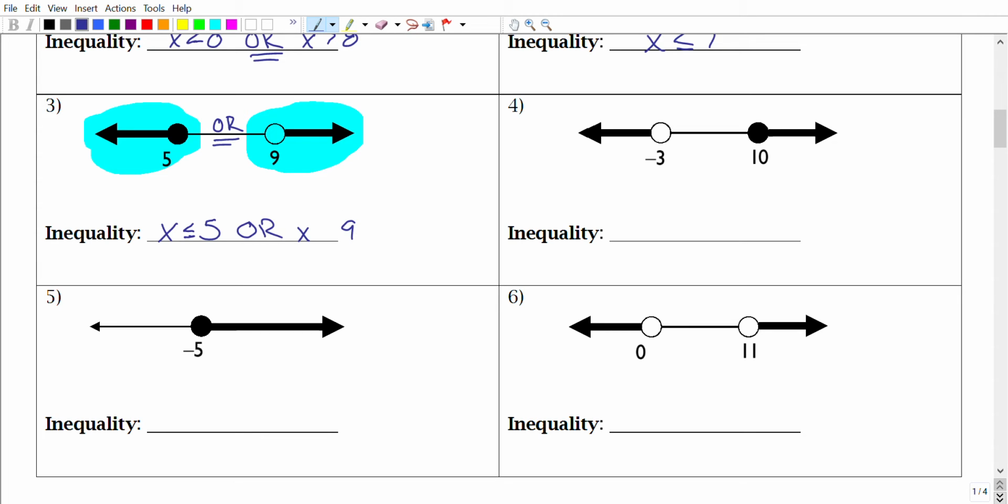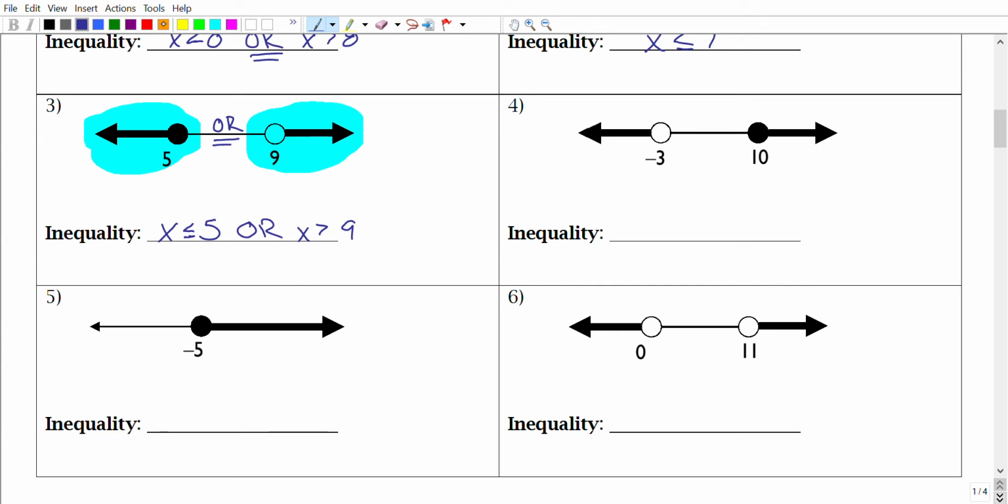And once again, which way am I shading? Well, in this case, because I'm going to the right, that's greater than. And it is not a closed circle, it's an open circle, so I don't need to put an equal to sign. Okay, again, you can think of it that way, guys. Left is less than, right is greater than. Now keep repeating that over and over again. Left is less than, right is greater than.